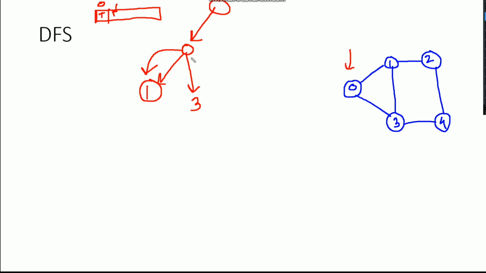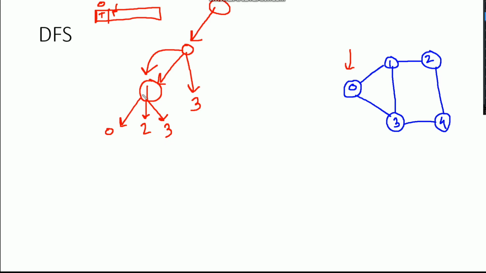The adjacent vertices of 0 are 1 and 3. That's why from 0 I have two options, two adjacent unvisited vertices, that is 1 and 3. So from 0 I can move to 1, or from 0 I can move to 3. Suppose from 0 I move to 1. Therefore I'll leave 0 and start exploring vertex 1. Now from vertex 1, the possibilities are 0, 2, 3. From vertex 1, there are three adjacent vertices.